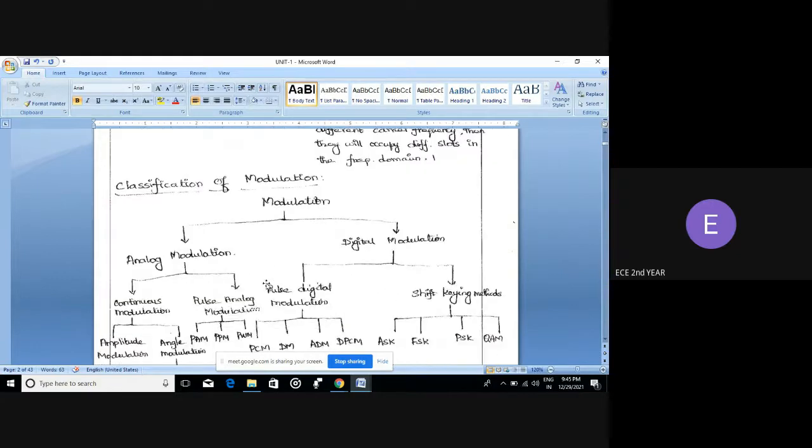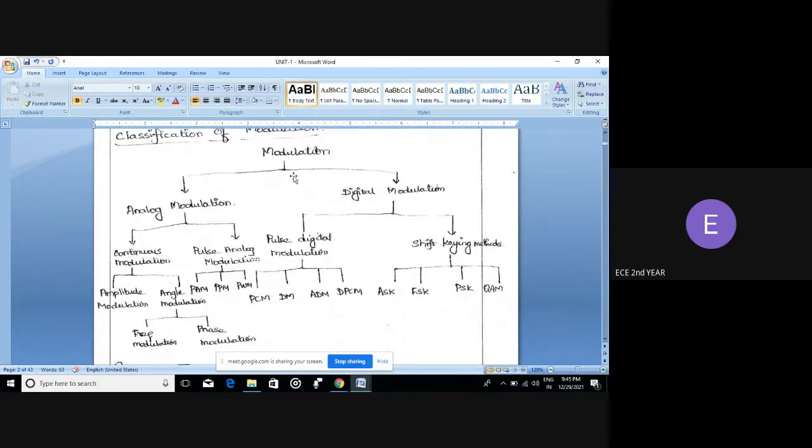Next, we will see the classification of modulation. Majorly, two types of modulation are there. One is called analog modulation, and the other is called digital modulation. Analog modulation can otherwise be called continuous modulation, whereas digital modulation is otherwise called discrete modulation. First we will see the analog modulation types. Analog modulation is further classified into two types: continuous modulation and pulse analog modulation.